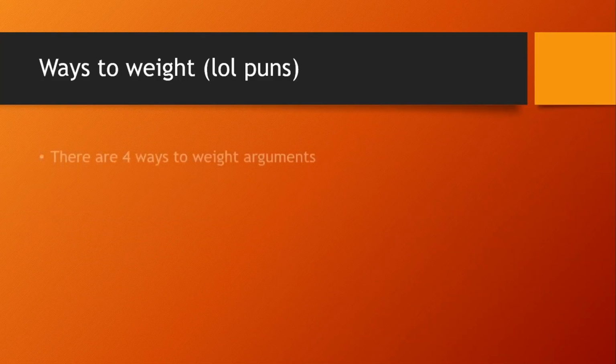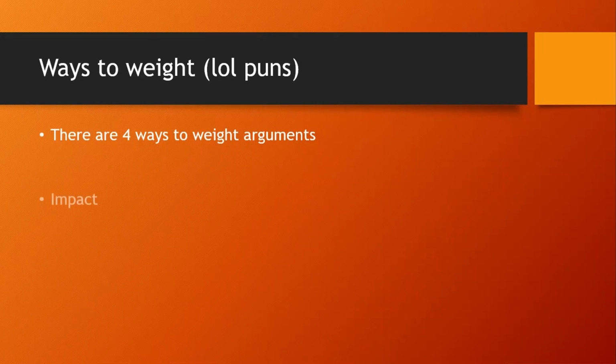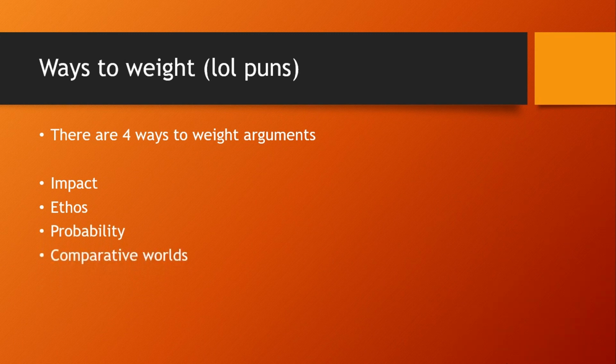All right, so next we're going to get into weighing. Okay, so there are 4 ways to weigh arguments. They're impact, ethos, probability, and using comparative worlds analysis. So we're just going to go over them right now.